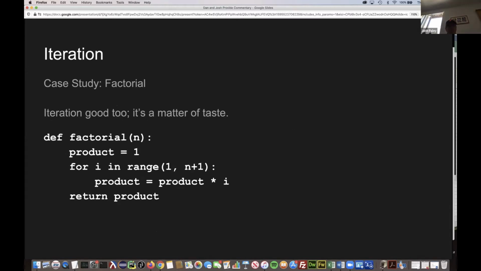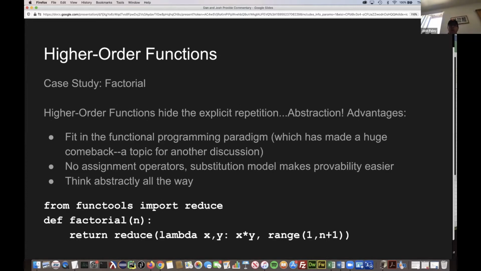We also have this bonus approach, this idea of a higher order function, which fits in the functional programming paradigm, doesn't involve assignment operators, much like the recursion example, and allows us to think abstractly all the way. One way we could think about it is if we could just take all the numbers between 1 and n and reduce them by means of multiplication, we'd be done. And voila, we get this in one line. So there is, once again, another example of doing something over and over again, but we've got it abstracted away using this lovely function reduce.